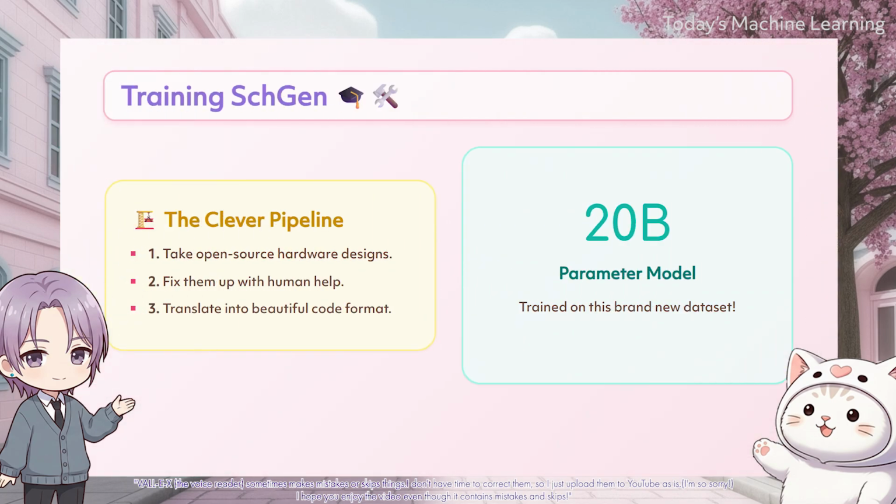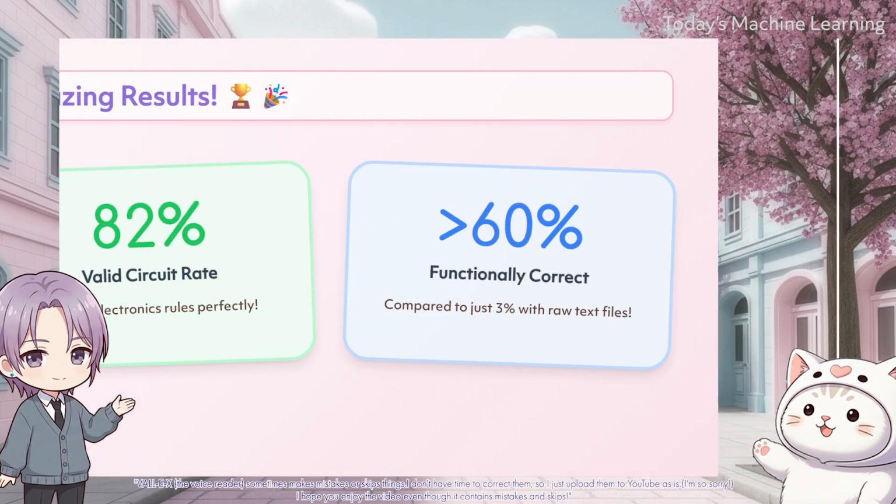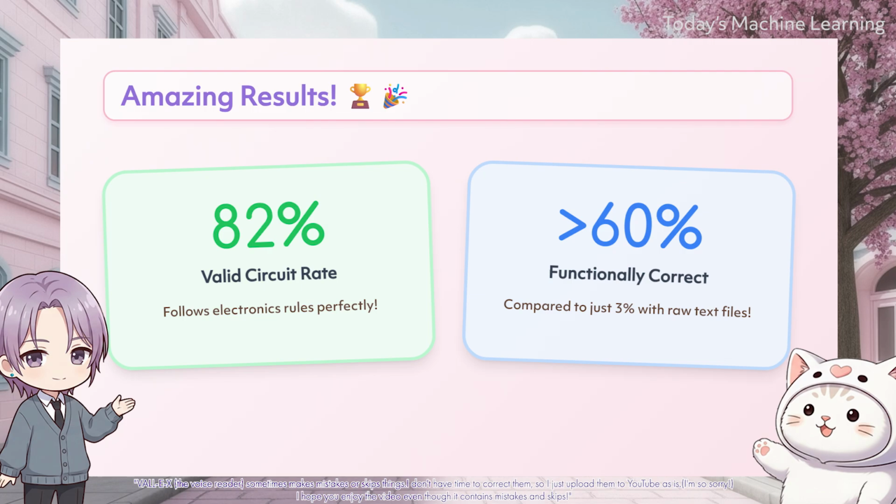And to train a new AI, which they call SchGen, they needed a lot of examples. But there were no big datasets of these code representations. So they built a clever pipeline that takes open source hardware designs from the internet, fixes them up with the help of a human, and translates them into this new, beautiful code format. Then they trained a 20 billion parameter model on this dataset, and guess what? It worked amazingly well when they tested SchGen.